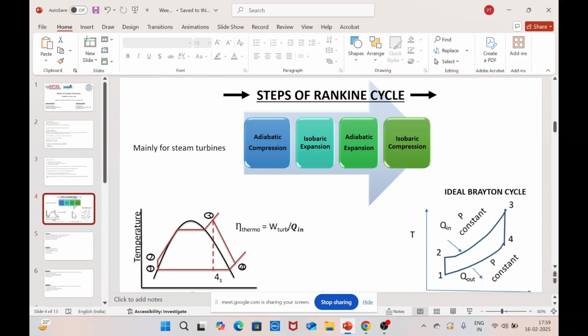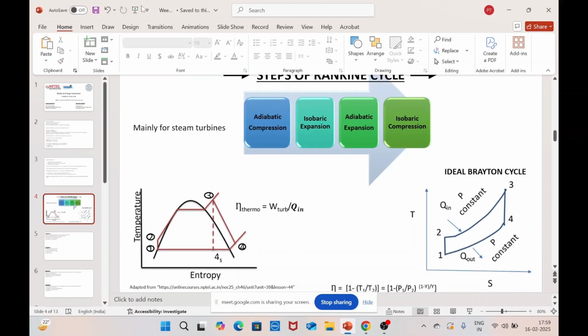For the energy generation purpose, we use two types of turbine. One is a steam turbine and the other one is a gas turbine. Mainly in the case of the steam turbine, we use this Rankine cycle. So this is the chart, or you can say, let me expand.